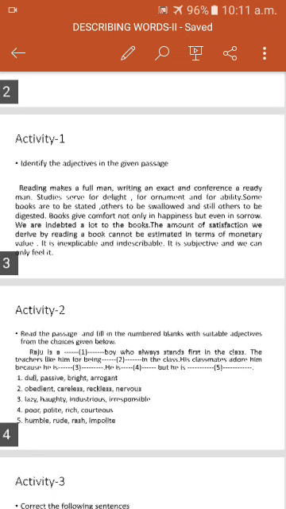Now let us identify adjectives in this passage. Full, happiness, delight, sorrow, comfort. These are adjectives. Find out some more adjectives from the passage.